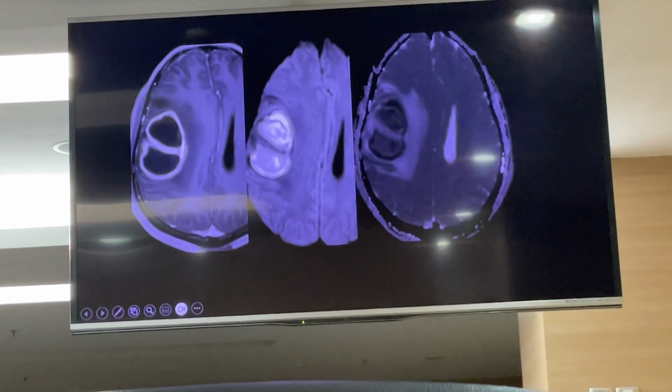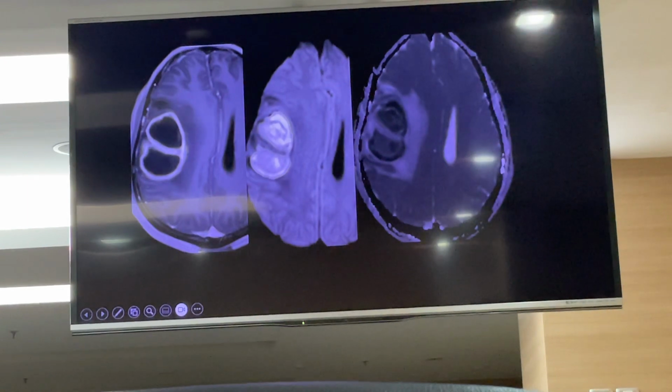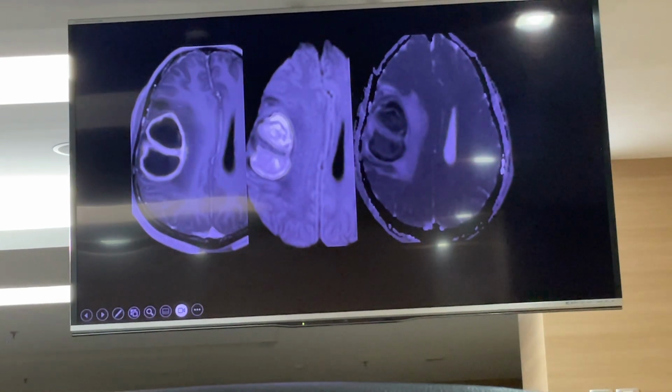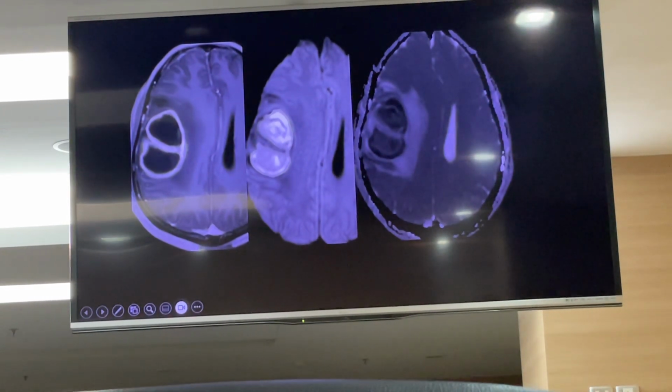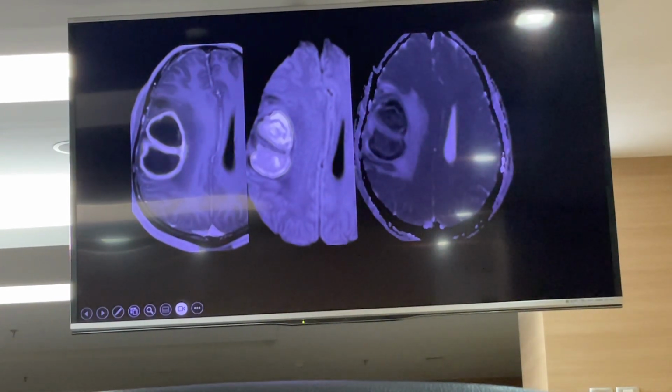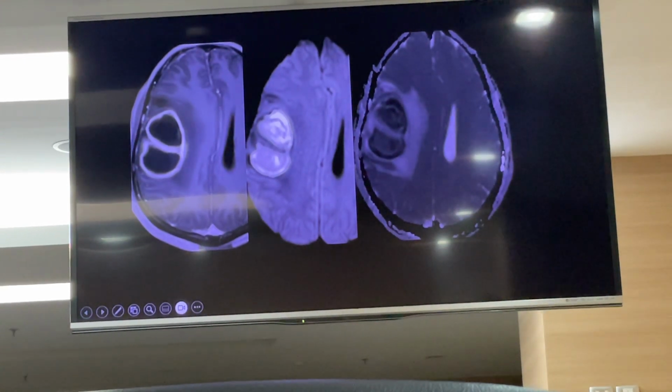This patient came to the hospital with fever, headache, and some weakness. You can see a thin rim-enhancing lesion at the inferior frontoparietal region with restricted diffusion on the DWI image.